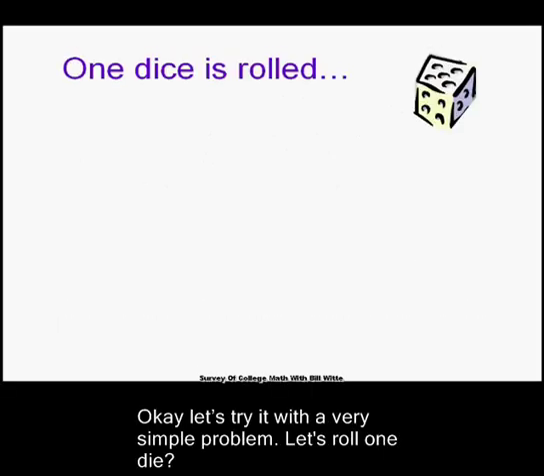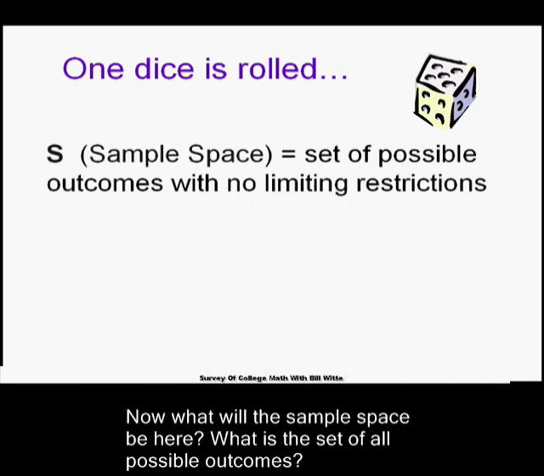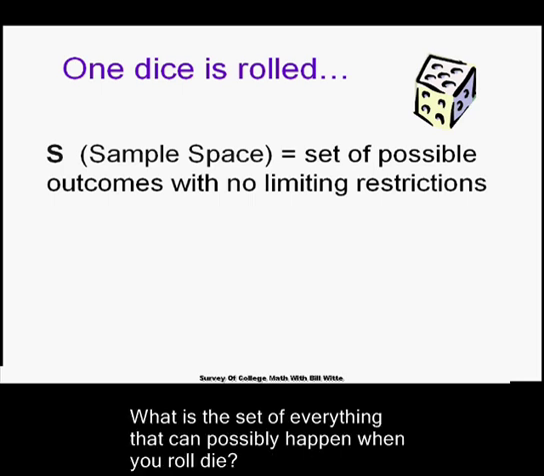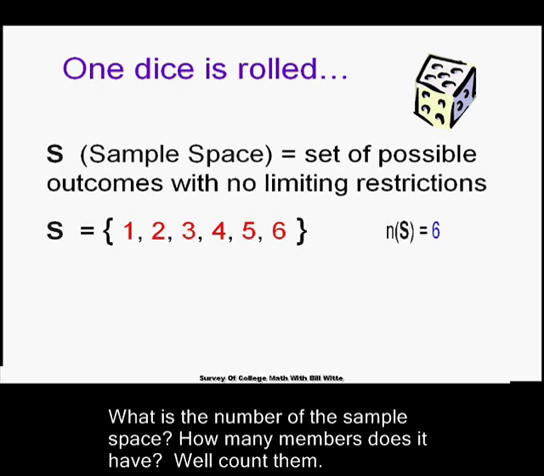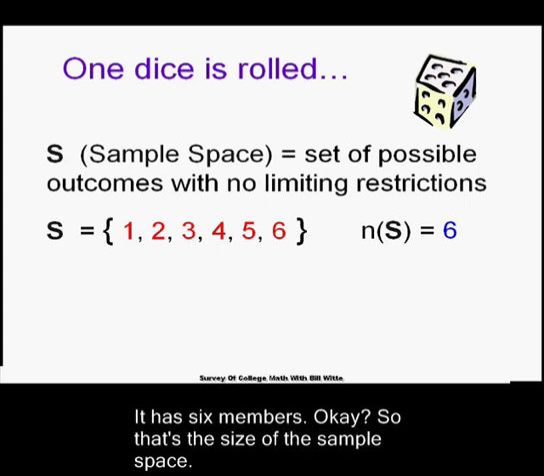Let's try it. Let's take a very simple problem. Let's roll 1 die. Now, the sample space, remember what we said, is the set of all possible outcomes. What is the set of everything that can possibly happen when you roll 1 die? There it is. You can roll a 1, you can roll a 2, you can roll a 3, you can roll a 4, you can roll a 5, or you can roll a 6. That's the sample space. Now you have to ask, what is the number of the sample space? How many members does it have? Well, count them. 1, 2, 3, 4, 5, 6. It has 6 members. Okay? So that's the size of the sample space.